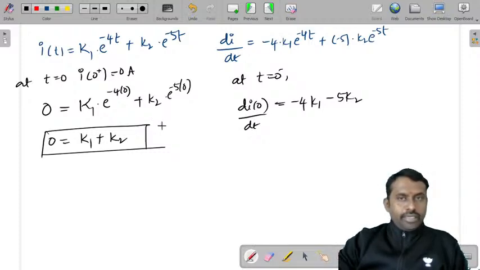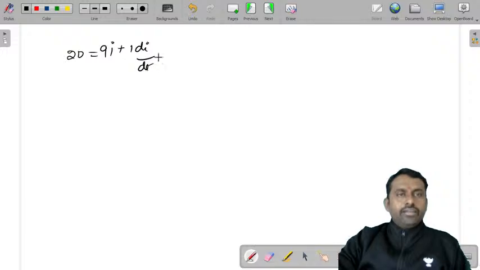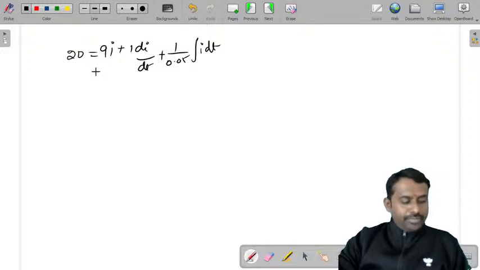Putting these values in, now let us consider the equation. The first differential equation that we got is 20 = 9I + 1 di/dt + (1/0.05)∫I dt. Now let's try to substitute that here.